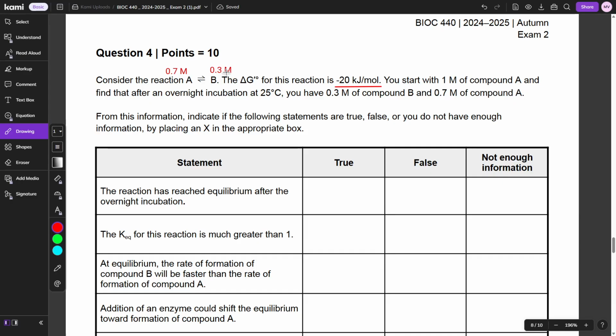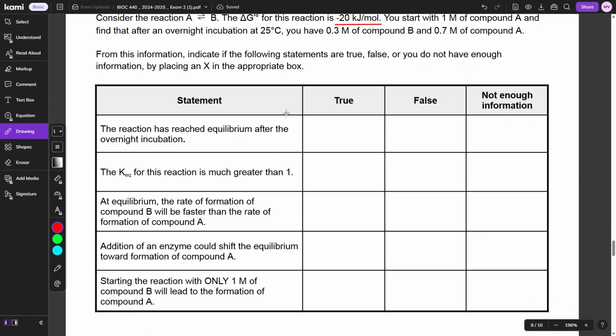If this reaction was in equilibrium, right, I would expect to see some sort of ratio that is closer to making this negative 20 kilojoules per mole. However, because you're not given anything else, I guess you could figure out the KEQ, right? If they were to change up this question a little bit. But immediately, because there's not more products than reactants, right, I'm saying this is not equilibrium, right? So after this overnight incubation, we're not at equilibrium, right?